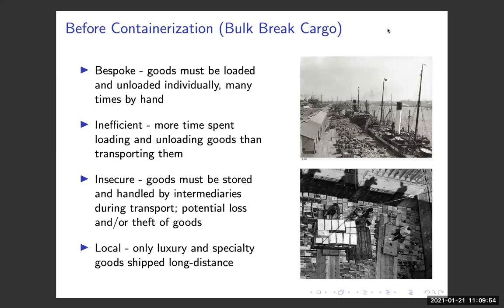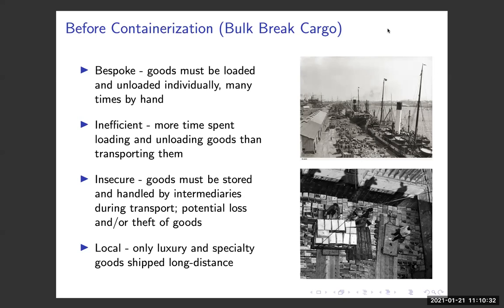bulk break cargo, essentially. So before containerization in the shipping world, goods were loaded and unloaded individually, mostly by hand, from warehouses that the manufacturers brought their goods to. They sat in the warehouses at the dock. Then once the ship arrived, they loaded the goods into the holds of the ships. And this whole process was really inefficient. And back in the day, most of the time, the ships would actually be in dock more than they would be sailing, right? So you spent a lot of time handling the goods themselves.